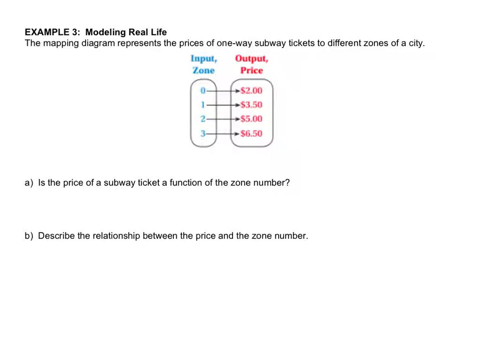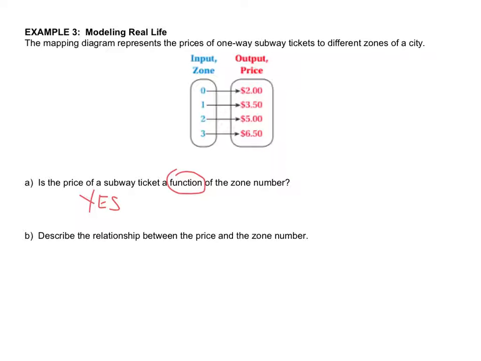So the first question we have is: is the price of the ticket a function of the zone number? And basically what that means is, for every input of the zone numbers, is there only one output? So yes, this is definitely a function of the zone number.